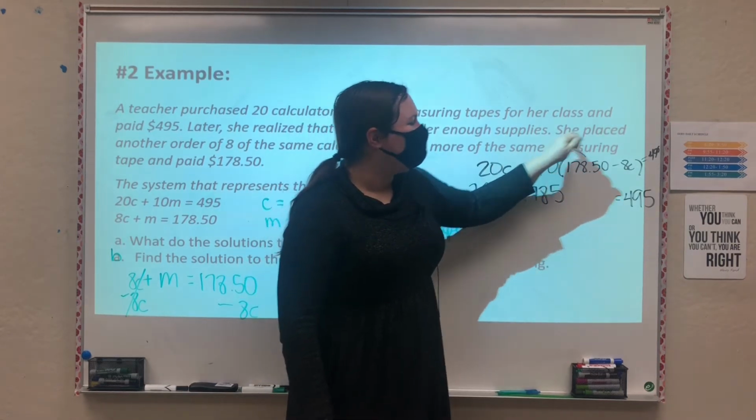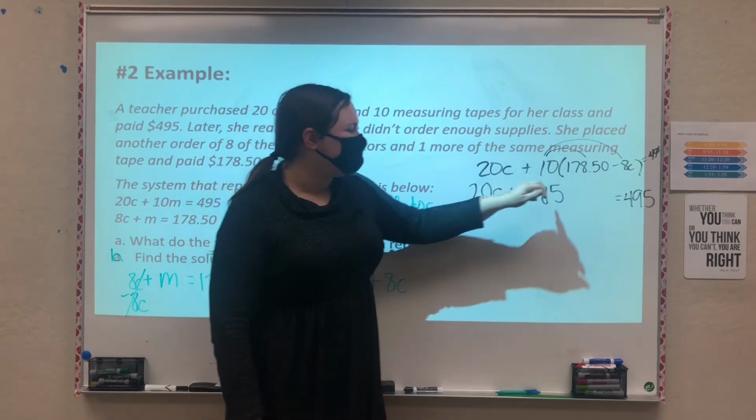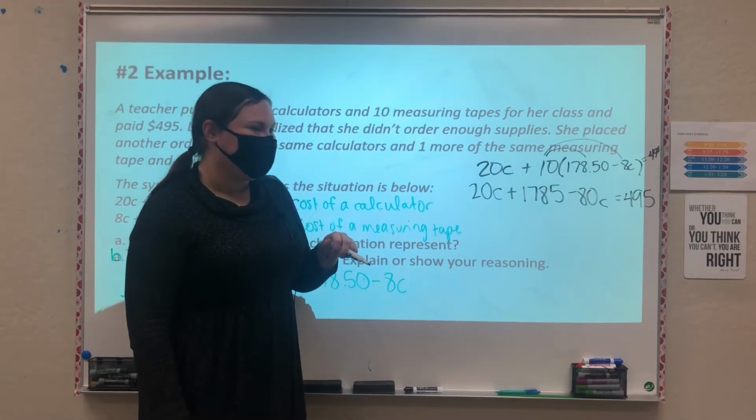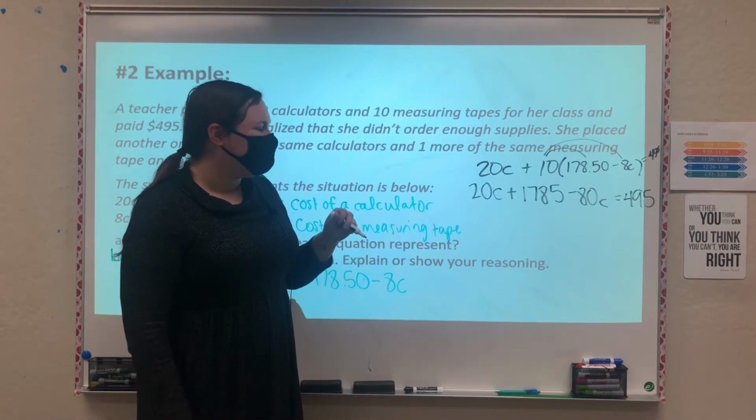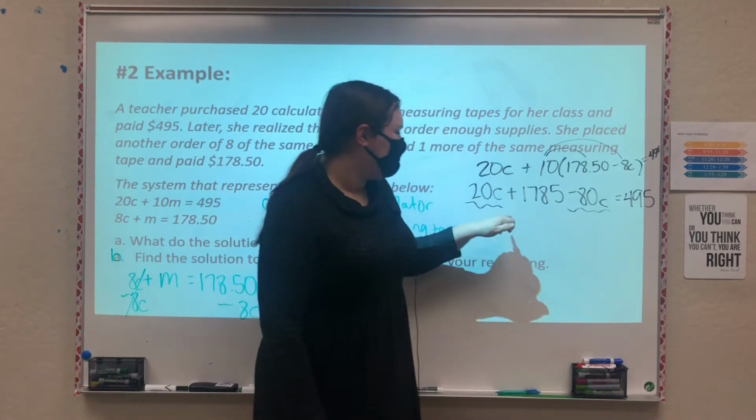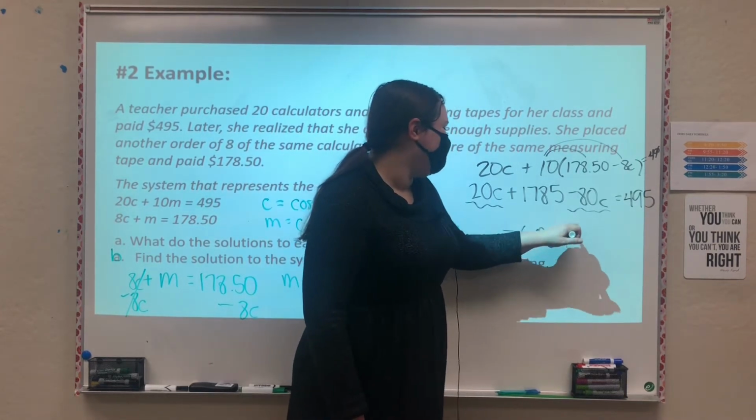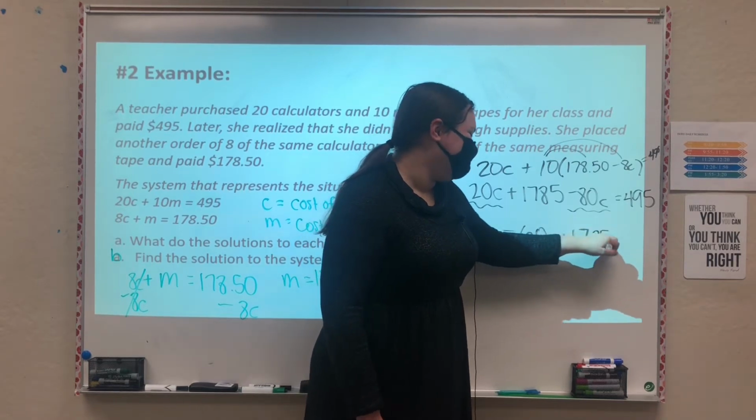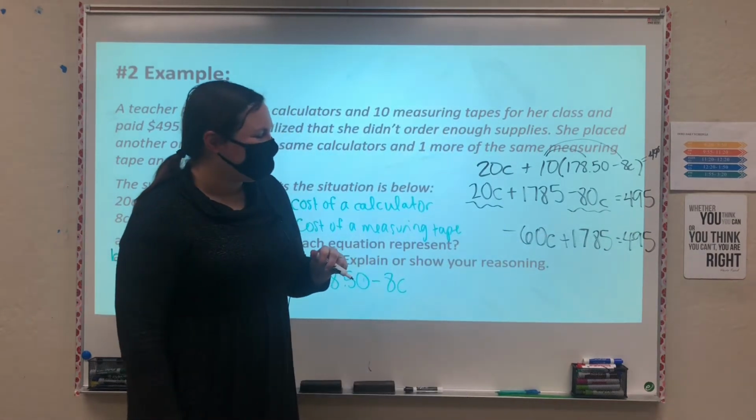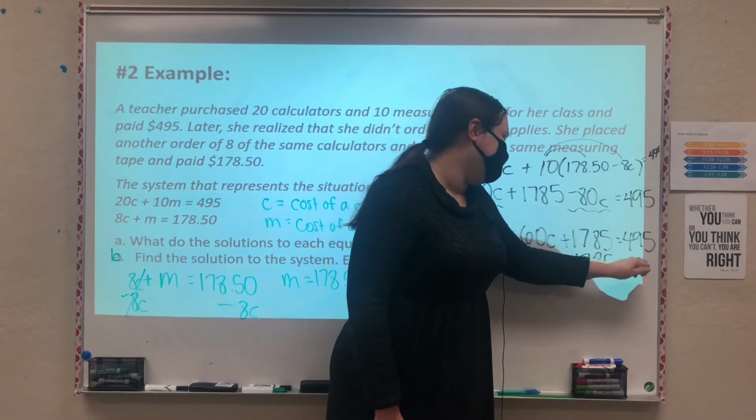And then 10 times negative 8c would be negative 80c. From there, could you combine these? Yep, they're on the same side of the equation, so we can combine. It would be negative 60c plus 1,785 equals 495. And then subtract 1,785 from both sides.